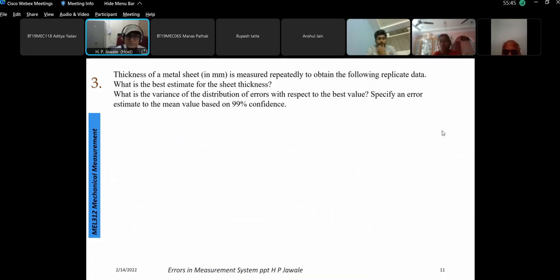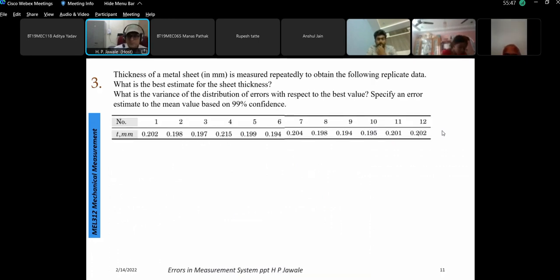Then the next one is similar to the data that I already used when discussing the properties in the second or third slide. For example, the thickness of a metal is measured using a vernier caliper or micrometer screw gauge 12 times, and these are the values obtained. Then what is the variance? Again, the best estimate will be the mean, then the variance is found, then the standard deviation, and then 99% confidence will have the sigma limits.